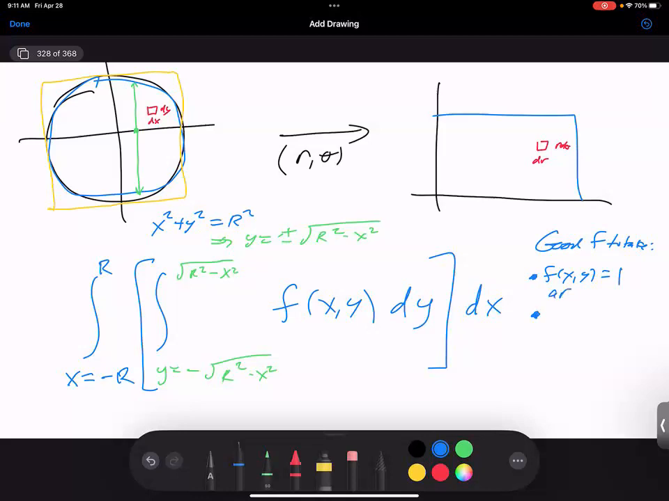This just gives you the area of the circle. Because if I just integrate 1 over any set, that just gives you its area. So that's one good choice. Another good choice, yeah. What would you choose?